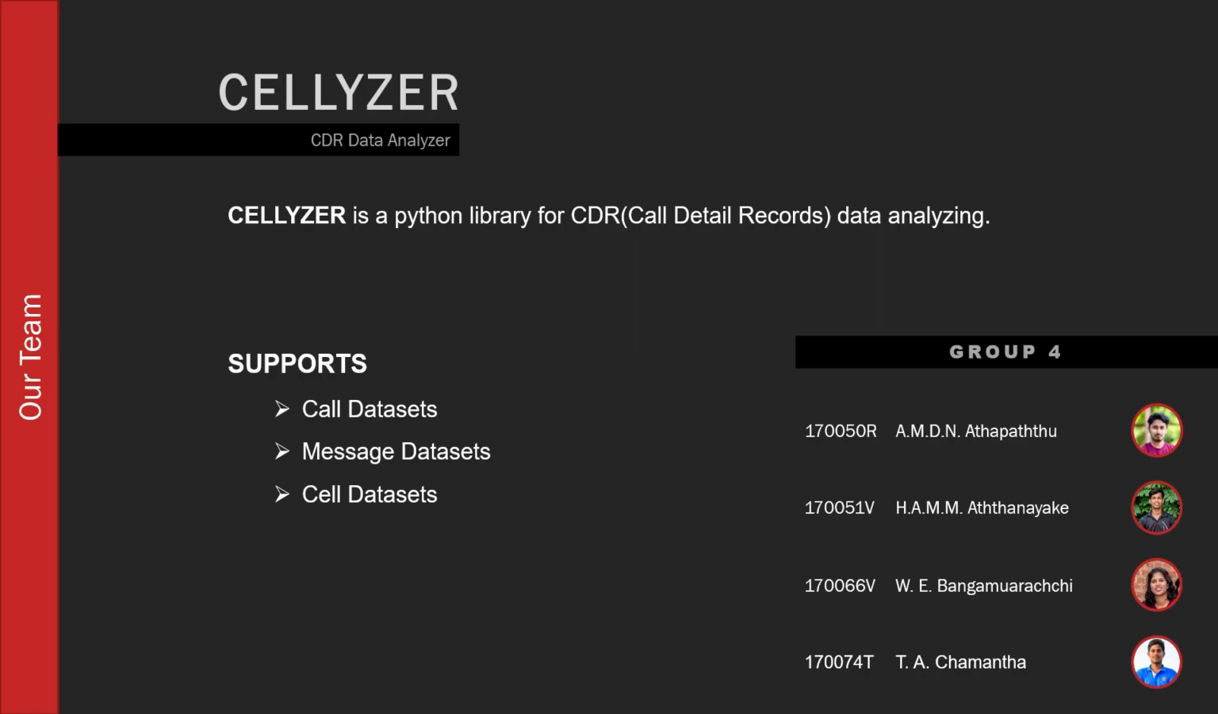CELLYZER is a Python library for CDR data analyzing. It supports call, message, and cell datasets. It can be used to analyze user records, home or work locations, visualize population, track user paths, and so much more.